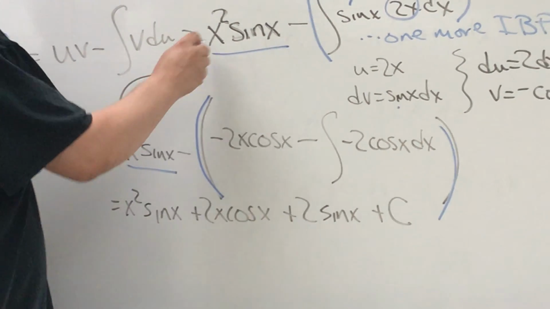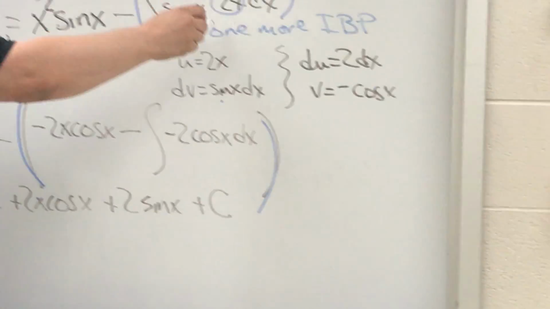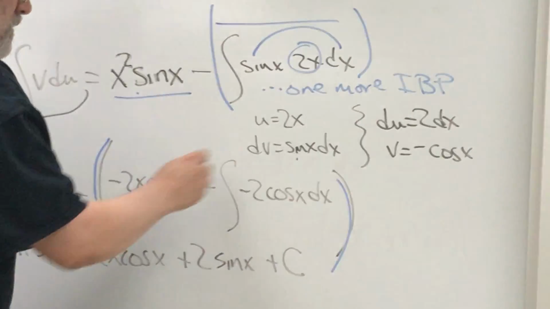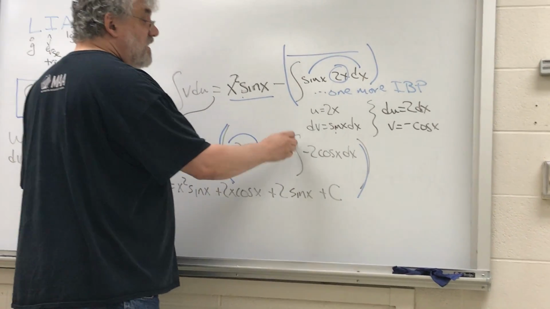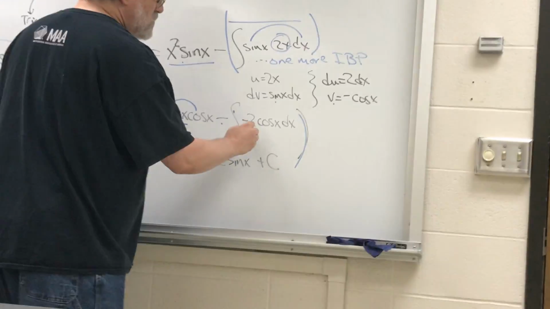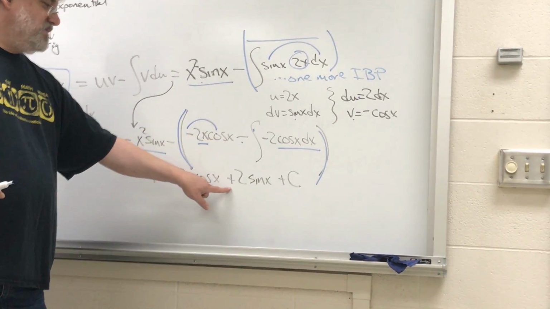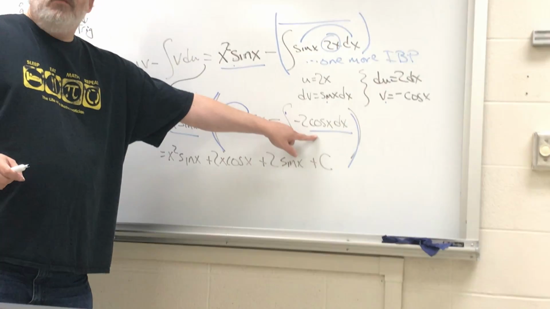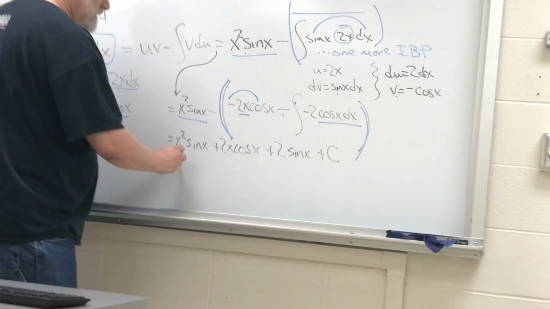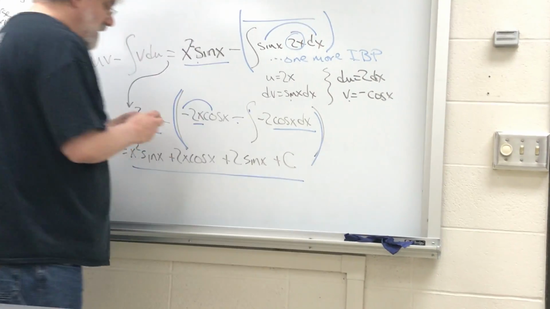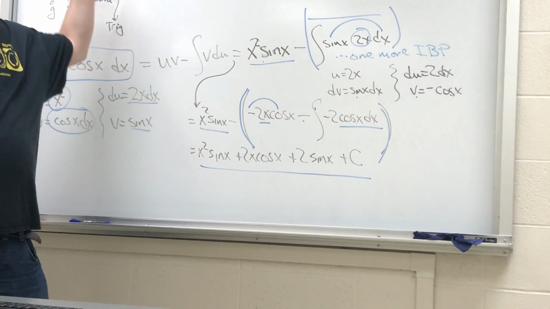Here's the original x squared sine x minus, now this is a u dv, so it's going to be uv, the 2x, that's minus cosine x, minus the integral of v du, which is right there. Now that one, pull the minus 2 out, makes it plus 2. The integral of cosine is sine again. And there's our answer. Was it easy? No. But if you do it step by step, it works out really well.